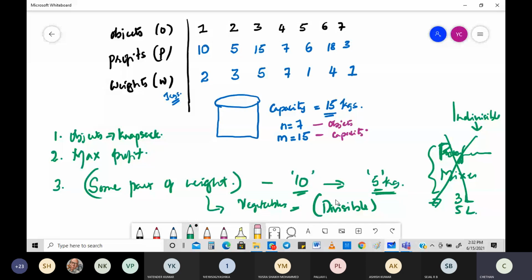This is something that you have to keep in mind. Okay, what is this problem all about? This is more like a container loading problem. You are putting items into a container. The maximum load of a container is 15 kgs. Can you put more than that? No. So that's very important here.